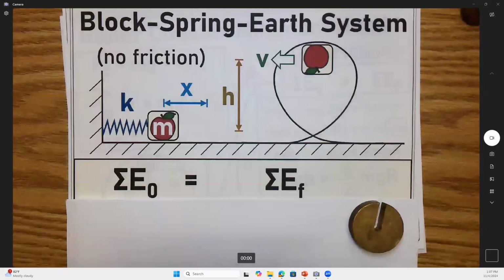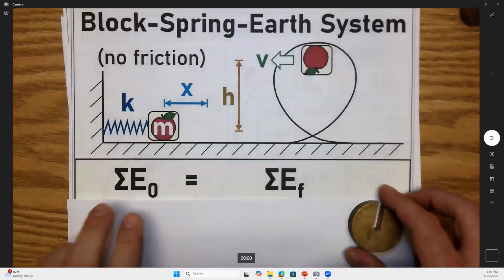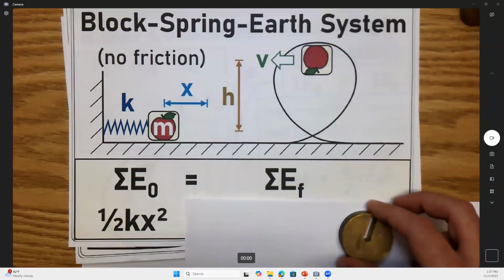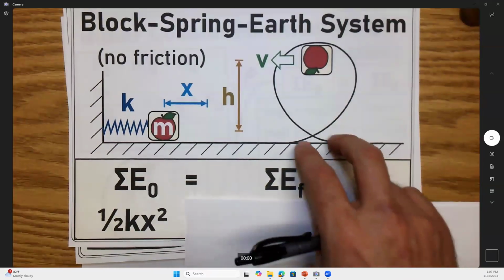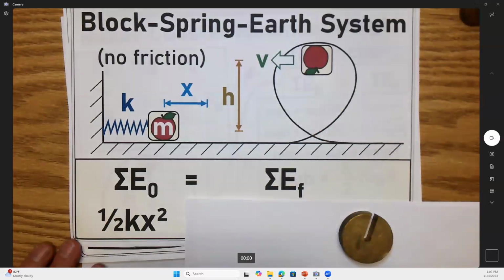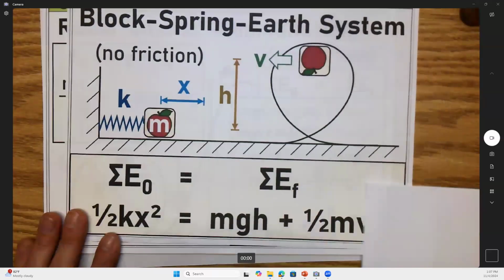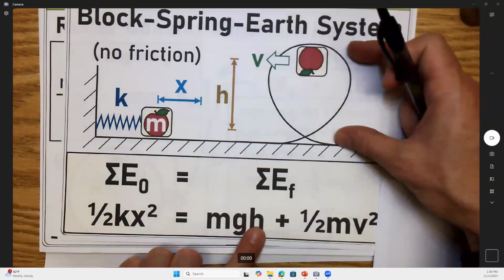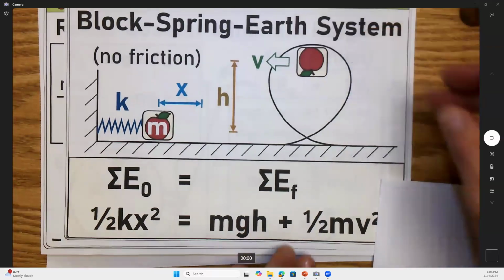So, all right, you guys ready? Right. What did you guys put for initial energy? 1/2 kx squared. Right. What did you guys put for the mix of final energy? It's both what and what? Yeah, it's both mgh to get it up to that position in the first place, and whatever's left over goes into its motion. We'll call that 1/2 mv squared.